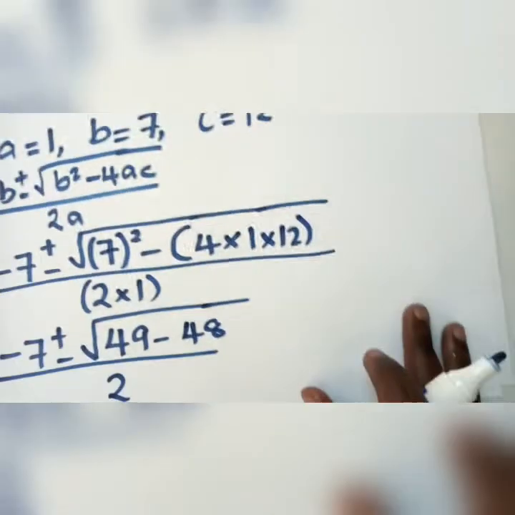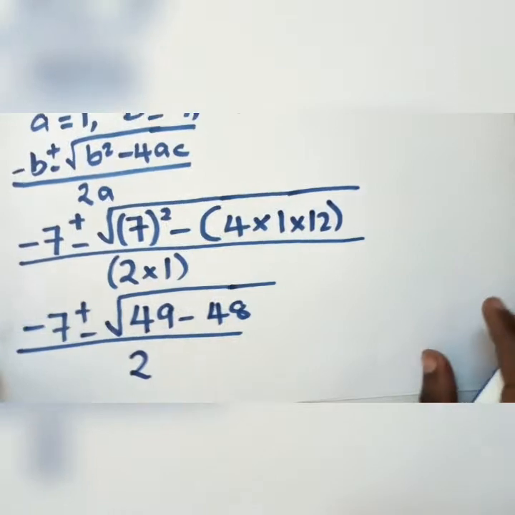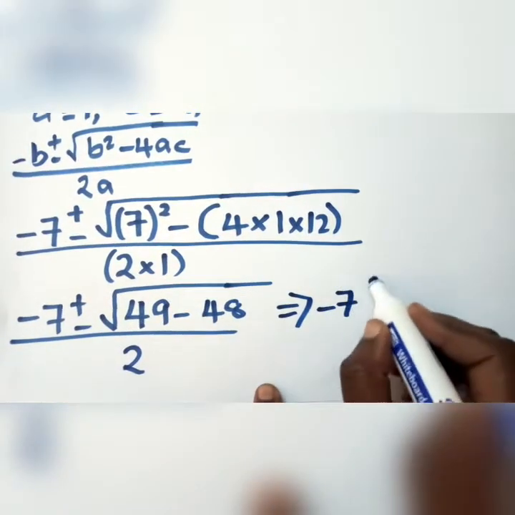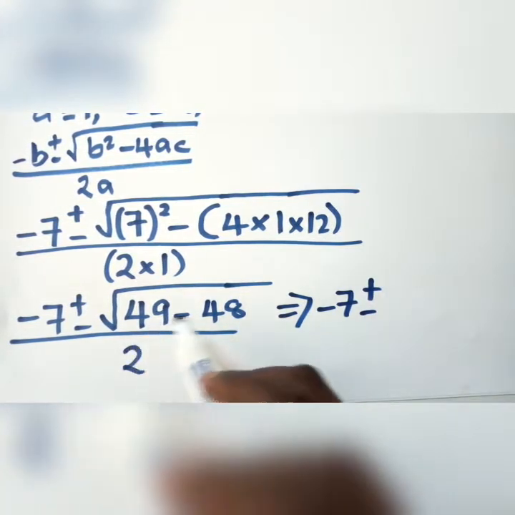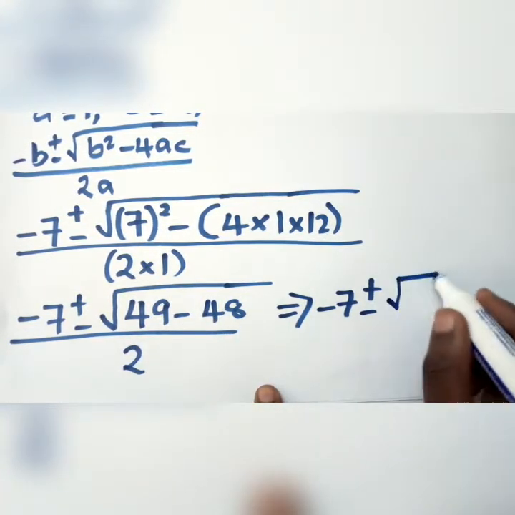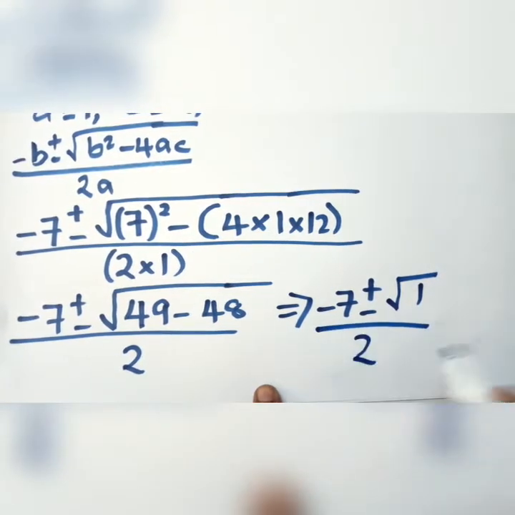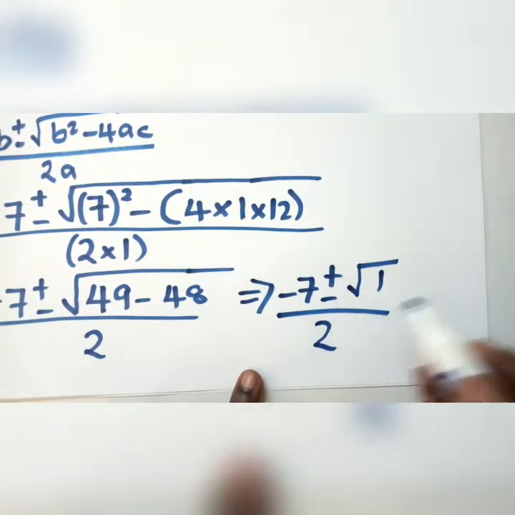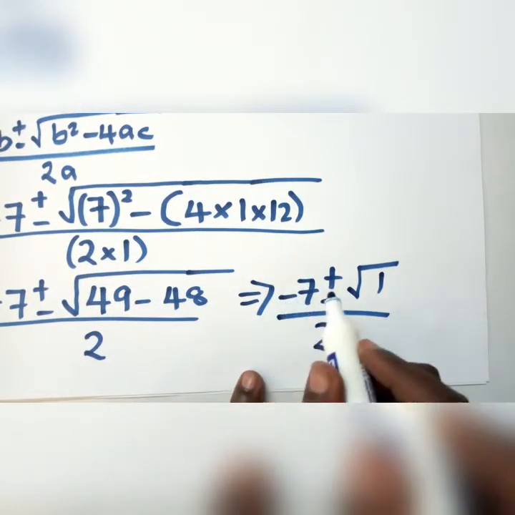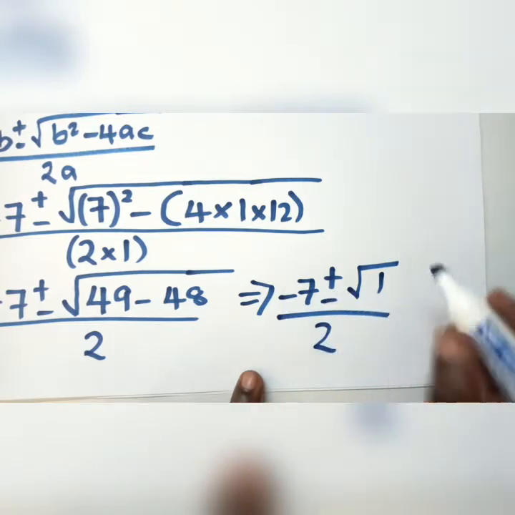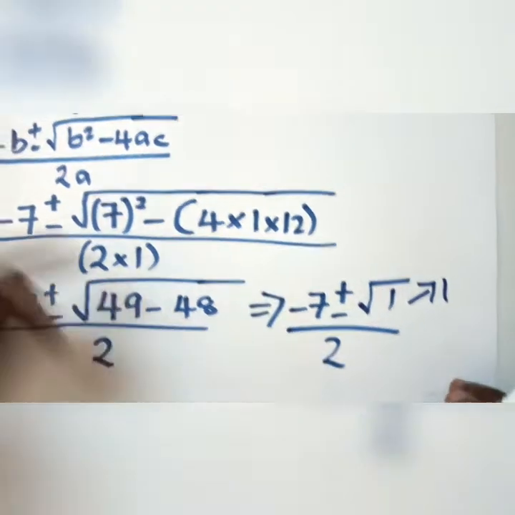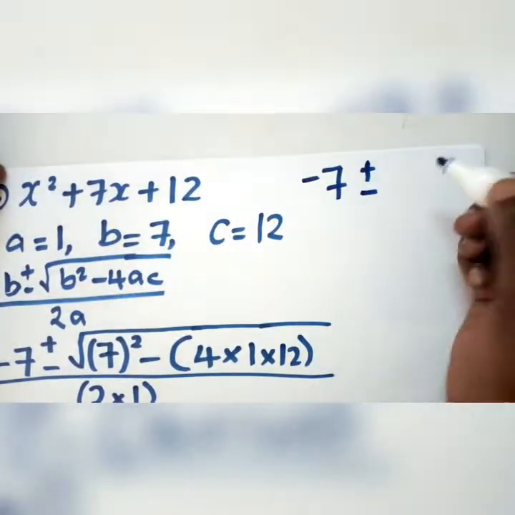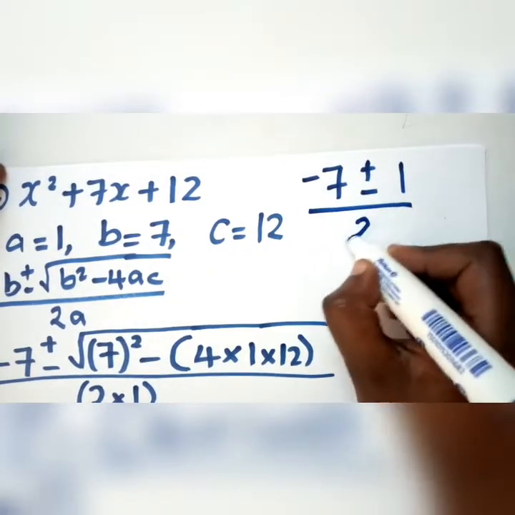So we continue on top. What do we get? We have minus 7 plus or minus the square root of 49 minus 48, which is 1, all over 2. The plus and minus means that we have two values for x. So what do you get when you do minus 7? The square root of 1 is 1. So we have minus 7 plus or minus 1, all over 2.